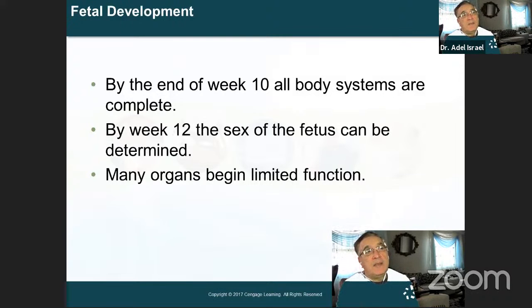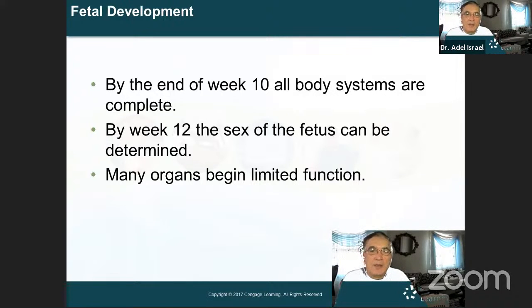Many organs begin limited functions. Certain organs start to work side by side like the mother's organs. This is why sometimes we find that the pregnant lady who is diabetic starts to get more control of her blood sugar, because the baby's pancreas starts to help the mother's pancreas by secreting a certain amount of insulin, so she is not going to take insulin as much as before.